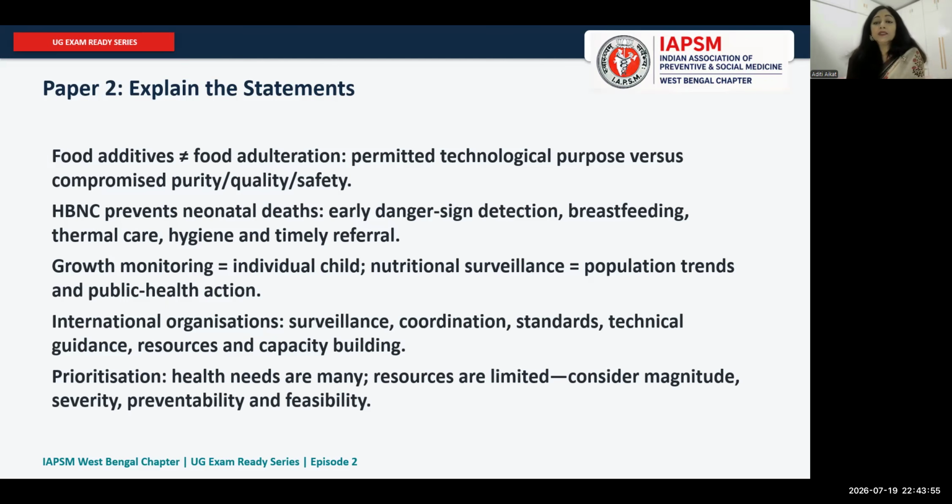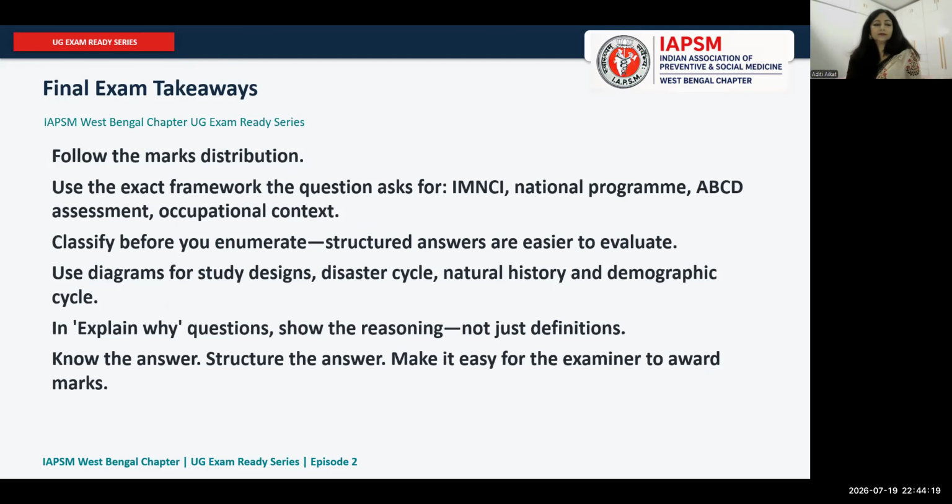Prioritization is very important in health planning. Well, needless to say, health needs are many and the resources limited. So there comes the story of prioritization, which considers the magnitude, the severity, the preventability and feasibility of the situation and leads to optimization of your resources.